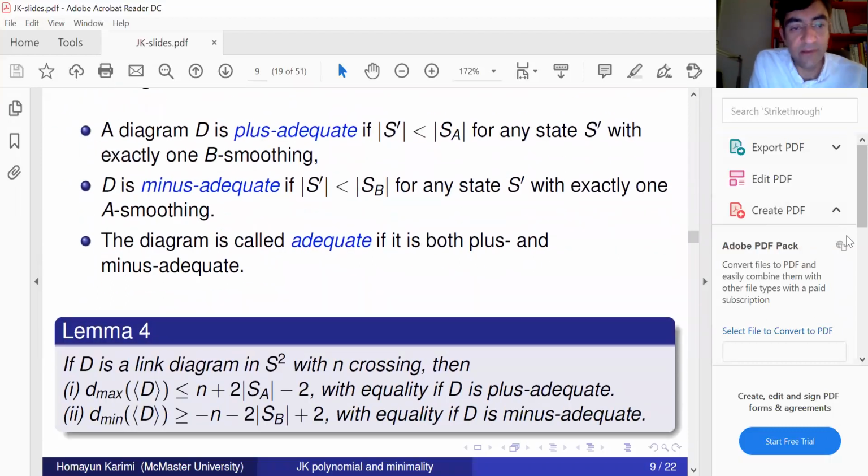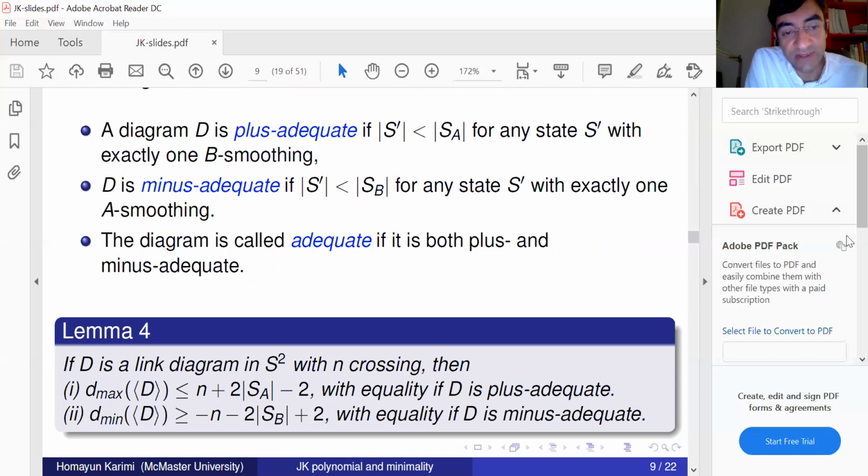As you can see in this lemma, suppose D is a link diagram in R2 or S2 with n crossings, then the maximum A degree of the Kauffman bracket is less than or equal to n plus 2 times the number of cycles in SA minus 2. And if D is plus adequate, we have equality. The minimum A degree is bigger than or equal to minus n minus 2 times the number of cycles in SB plus 2. And if D is minus adequate, you get equality.